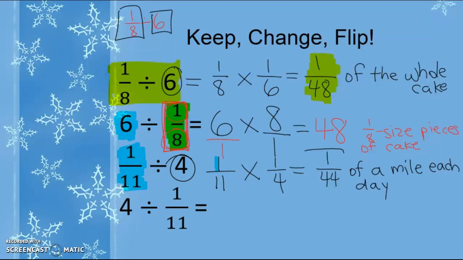Let's do another one. Notice the strategy. We will keep the 4, change the sign, flip the fraction, and multiply. And remember, we place whole numbers over 1. This is going to be 44. Neat, isn't it? This is how we use multiplication to solve division problems containing fractions.